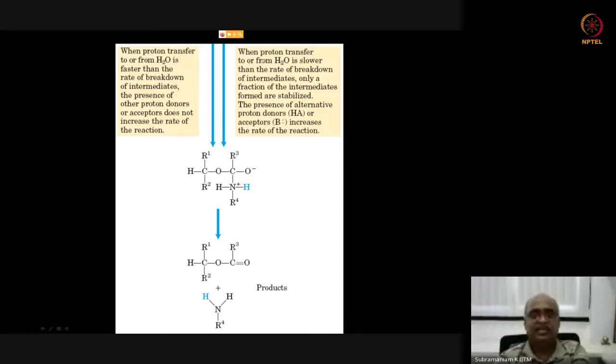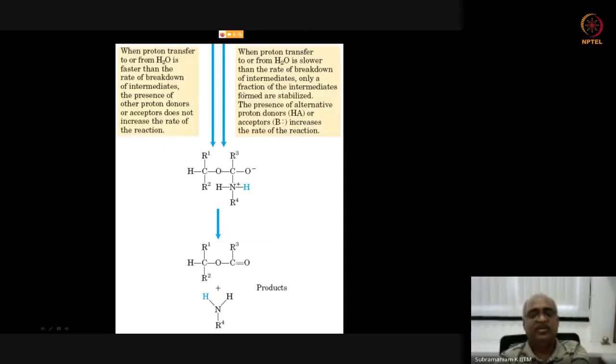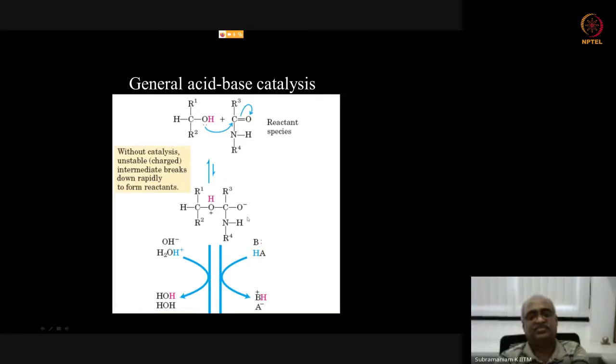But on the other hand, if the proton transfer to or from water is slower than the rate of breakdown, that means this happens a lot faster than water taking care of this charged intermediate. Then very little gets stabilized in this structure, so they mostly remain like this. Under that circumstance, if you have one more group that can very readily accept or donate a proton faster than the transfer to water, then that helps in the catalysis.